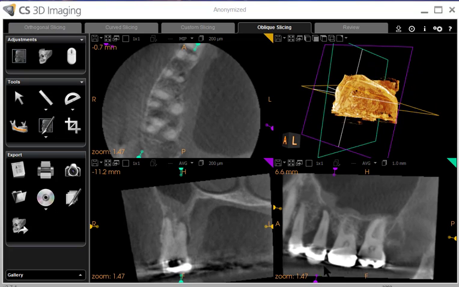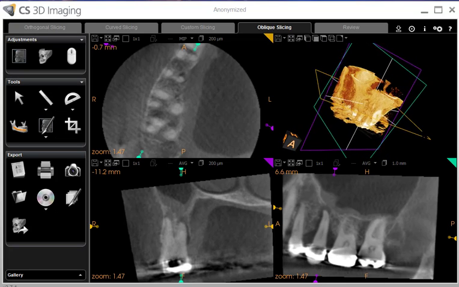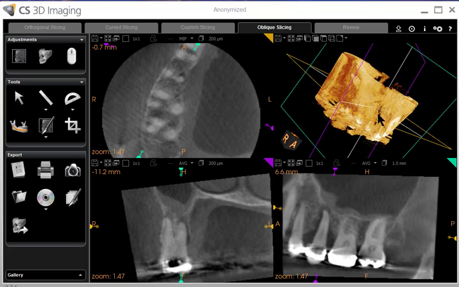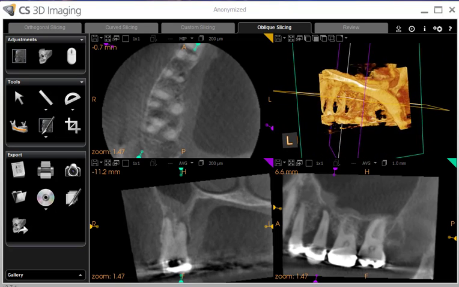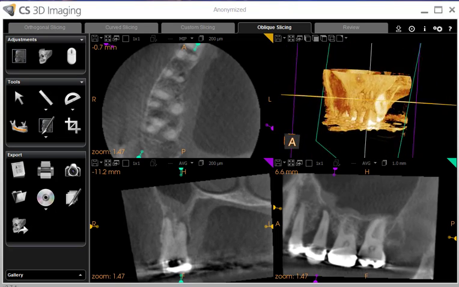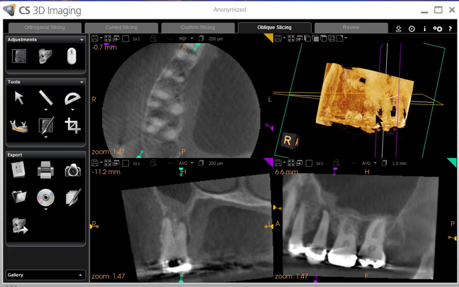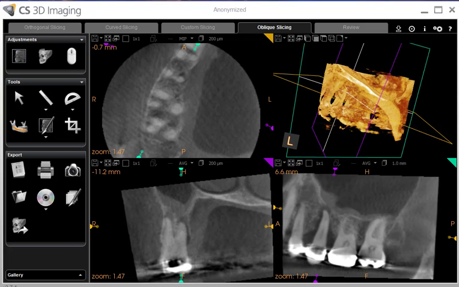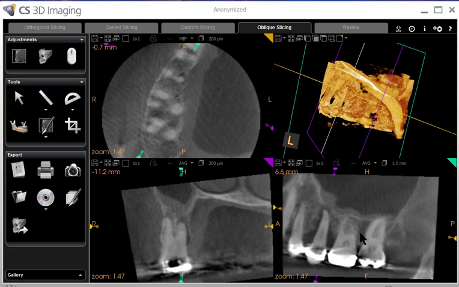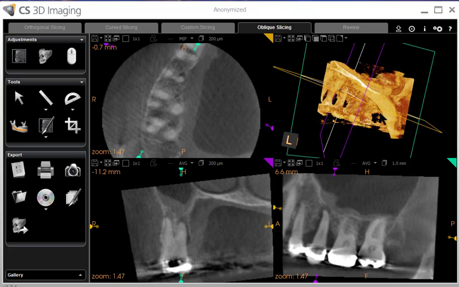There was quite a bit of metal restoration causing some beam hardening, so the 3D part is usually not all that diagnostic. You can use it to kind of orient yourself a little bit. So, for example, we're looking at the same view here. This is the first bicuspid, second bicuspid. This is the hard palate.